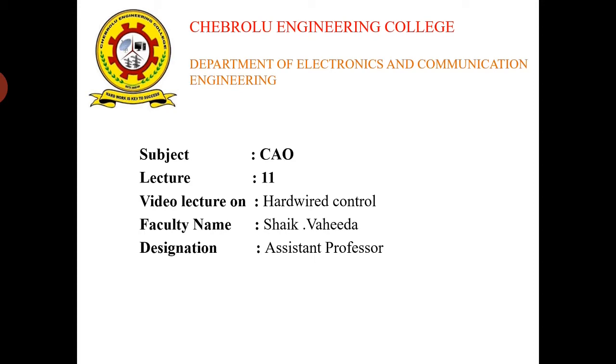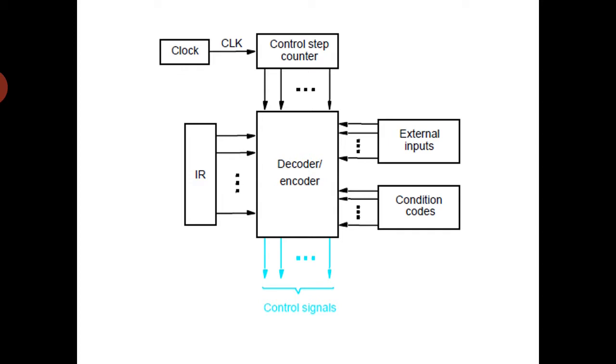If we consider a sequence of control signals, each step in this sequence is completed in one clock period. So each and every step will be executed in one clock period. A counter may be used to keep track of the control steps, which is shown in this figure. Here we are using a control step counter. It counts the number of clock periods, meaning the number of steps which are going to be executed.